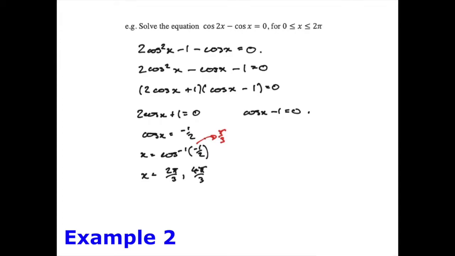Okay, for the second one here, when is cos x equal to 1?